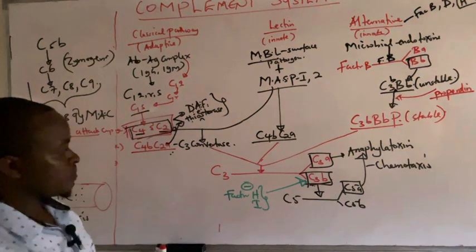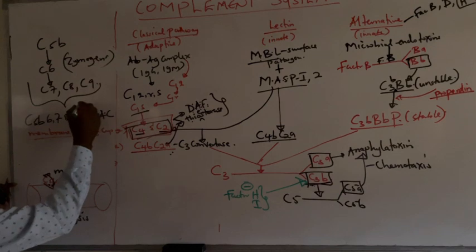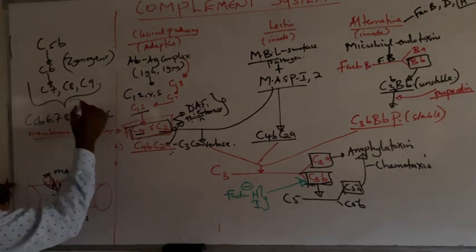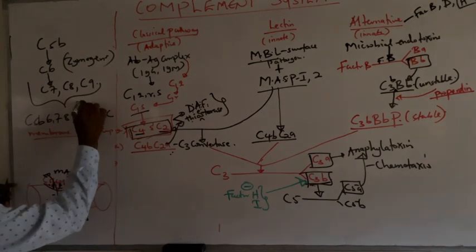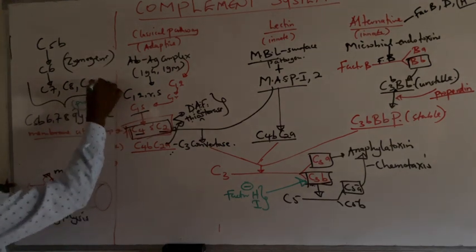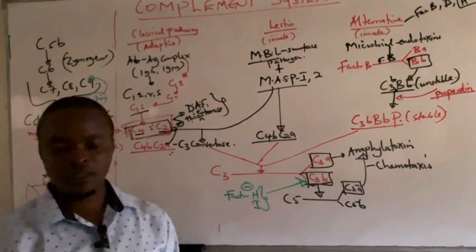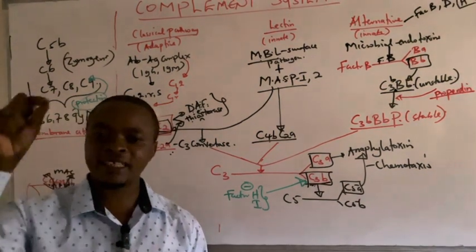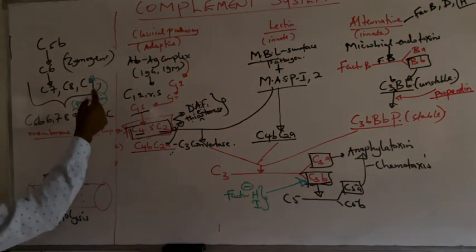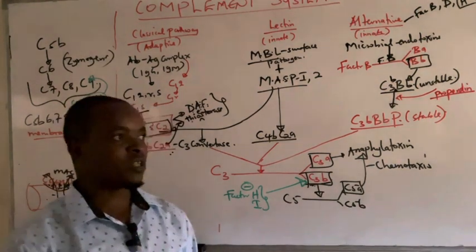And lastly, there are inhibitors that target the MAC. There is protectin, which inhibits complement 9 from being incorporated into the MAC. Whenever the MAC does not have complement 9, it doesn't have the ability to cause cytolysis. So in our body we have protectin that inhibits incorporation of complement 9, and hence we see it not doing the work of cytolysis.